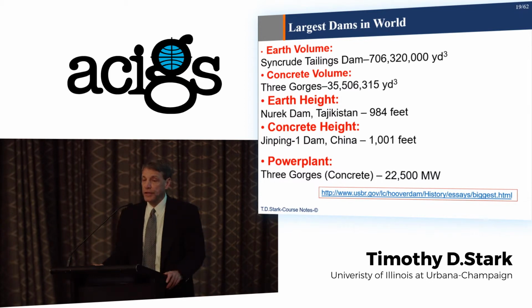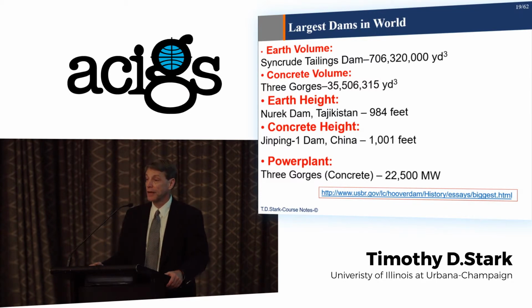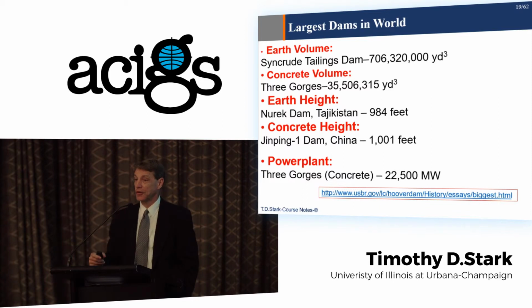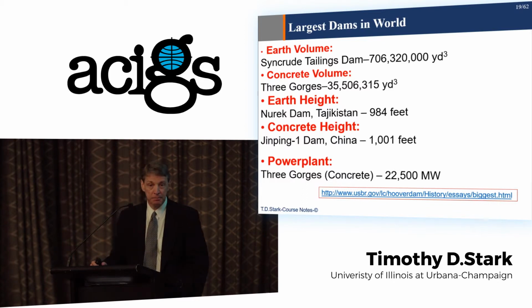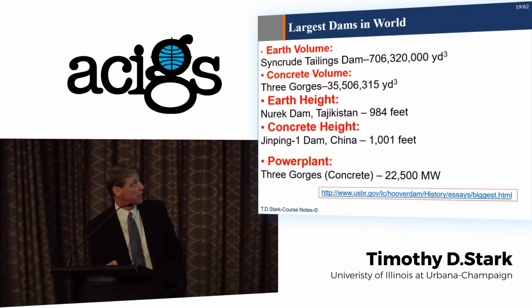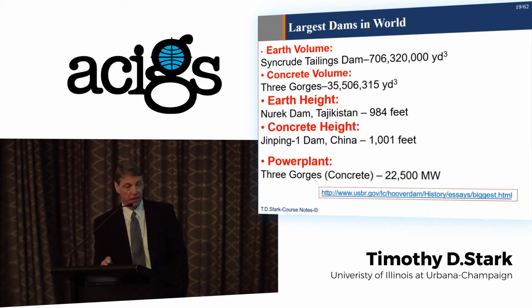So tailings dams have become a really interesting topic, and they are becoming very significant structures. So here's a list of the largest dams in the world, right? Earth dam, what is it? It's a tailings dam. So the largest earth dam in the world, it's not Tarbela Dam or Oroville Dam in California. It's actually a tailings dam in Canada, right? Concrete is Three Gorges. The highest is in Tajikistan, but it's pretty amazing that the tailings dam is actually the largest earth dam.